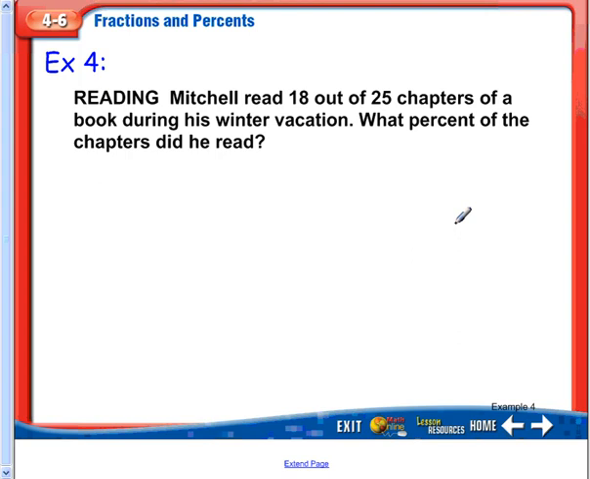Mitchell read 18 out of 25 chapters of a book during his winter vacation. What percent of the chapters did he read? Well, this ratio can be written as 18 over 25. Since I know percents can be written as a part over 100, I need to get the denominator to be 100. So I can multiply 25 times 4, and I also need to multiply the numerator times 4.